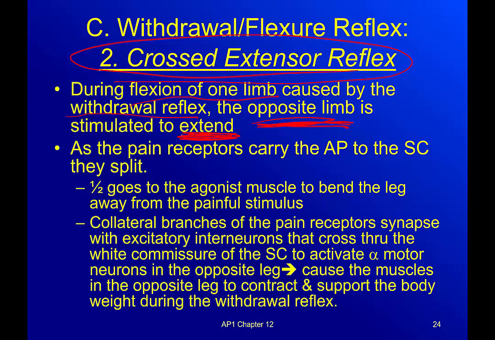So, half goes to the agonist muscle to bend the leg away from the painful stimulus. Then I've got those collateral branches of those pain receptors going across my spinal cord, across that white commissure, to activate an alpha motor neuron in the opposite leg. It causes the muscles to contract and support the body weight during the withdrawal.